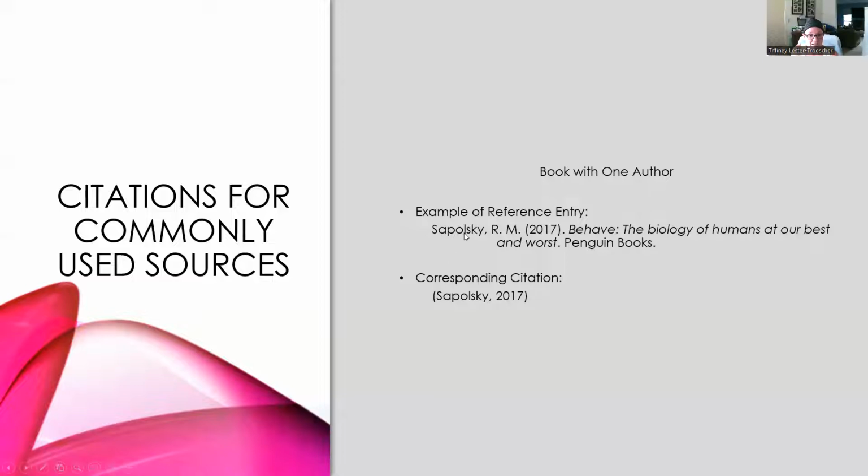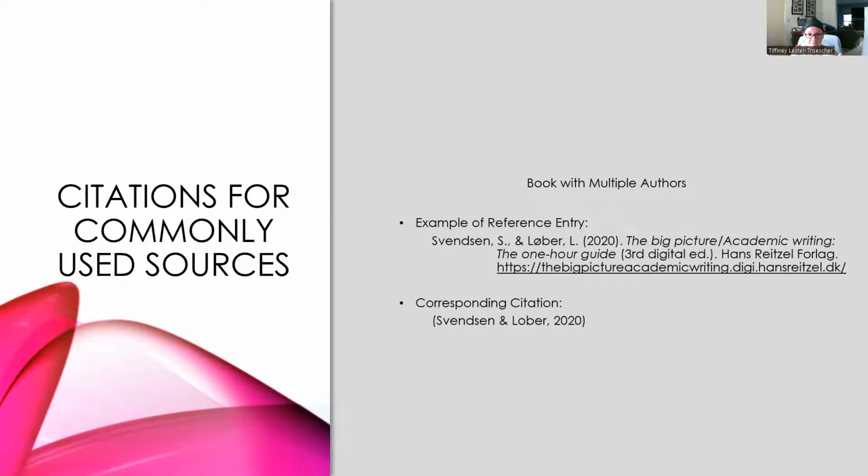How does the entry begin? With the author's last name. So that's what goes first in the parentheses. Then a comma, then my date of publication. That's it. A book with multiple authors.